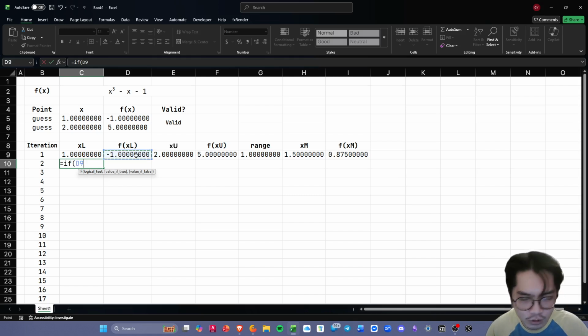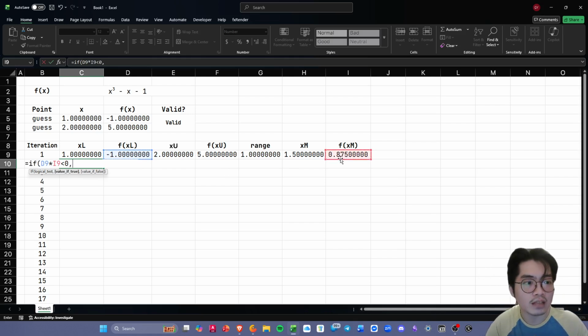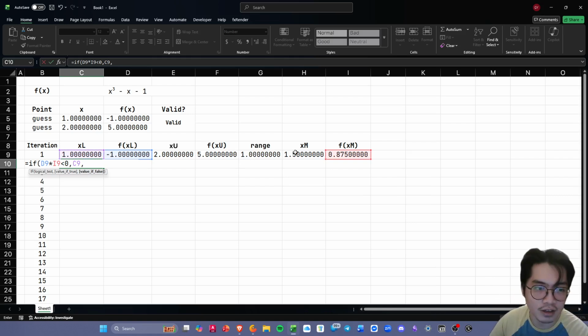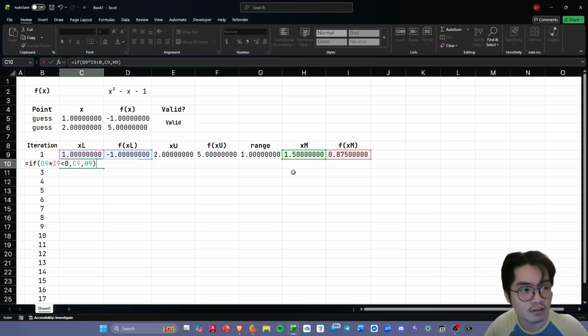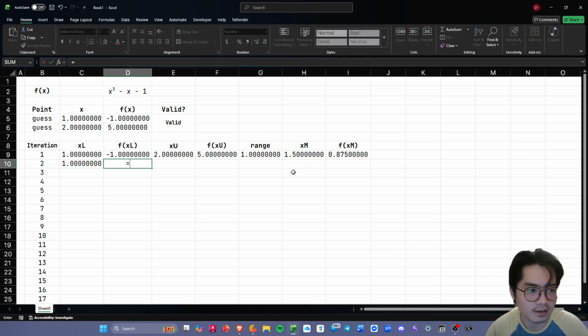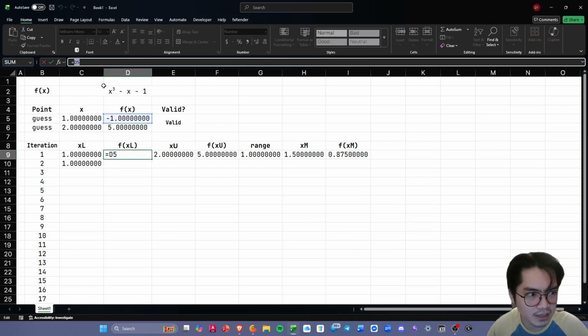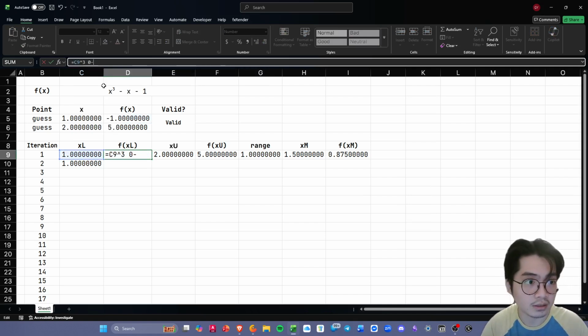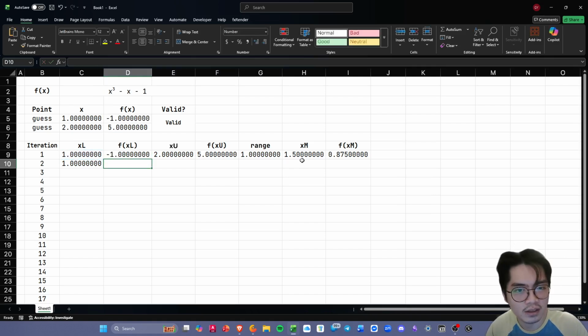If the product of these values is less than 0, it will retain itself, right? However, if they are positive because they are the same sign, you'll now take the value of xm. So if this is correct, what I should get is still 1, right? And I should still copy that value. You know what? Let's make this a little bit more robust. Minus C9 1.